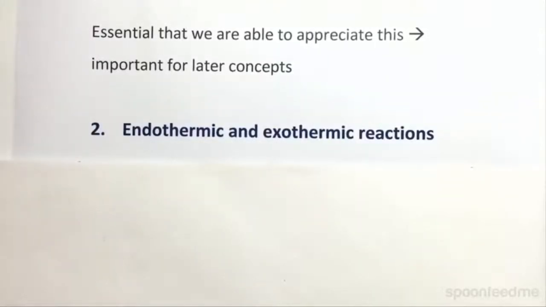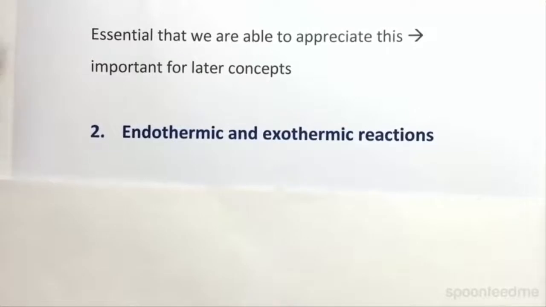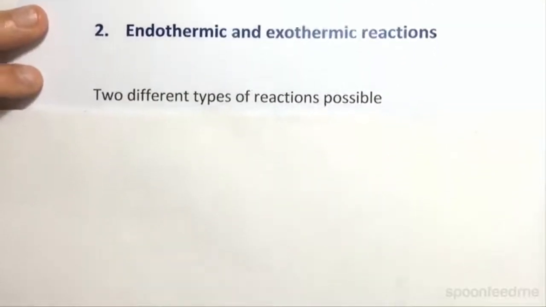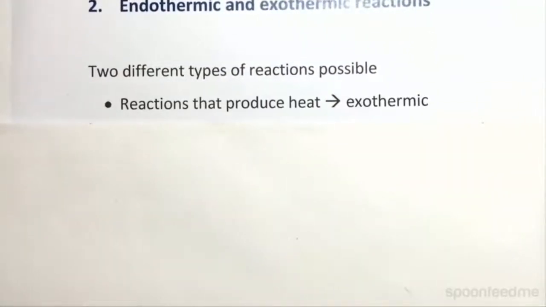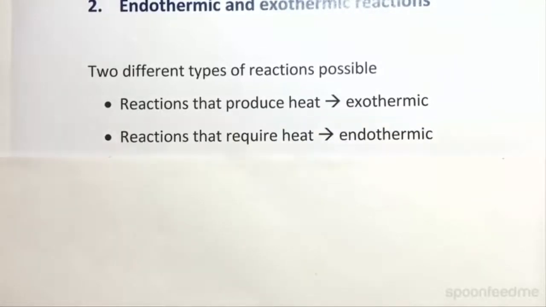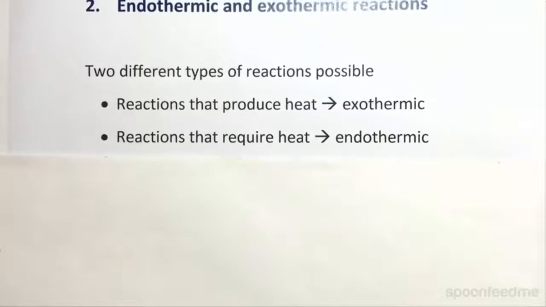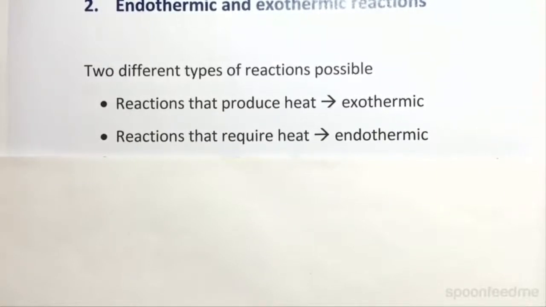We're now going to talk about the two different types of reactions that are possible. This is really the basis of thermochemistry, the fact that we have two types of reactions that are possible. These two types are reactions that produce heat, so exothermic reactions, or reactions that require heat, and these are known as endothermic reactions.